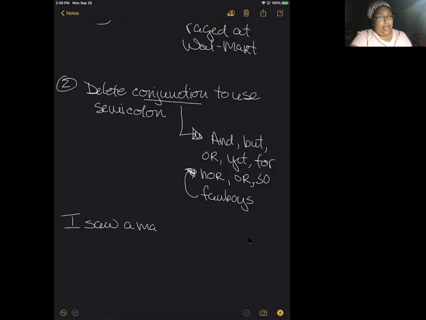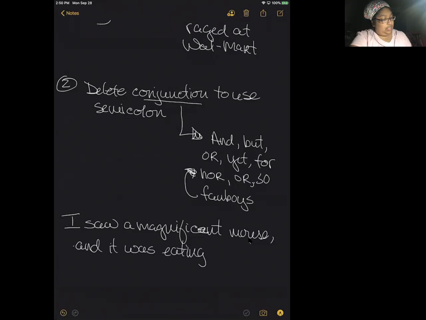I saw a magnificent, let's call it a mouse. I saw a magnificent mouse and it was eating cheese. Saw a magnificent mouse and it was eating cheese.